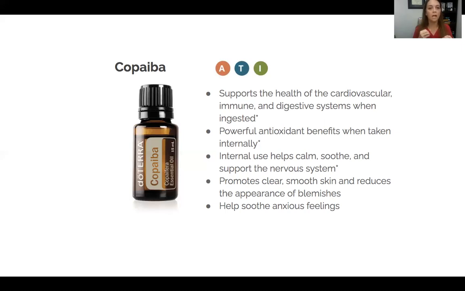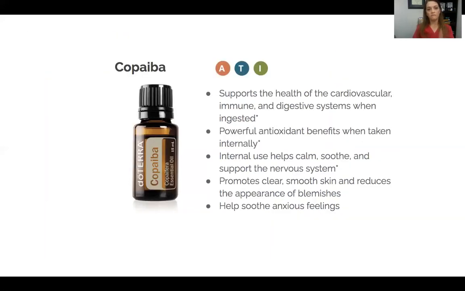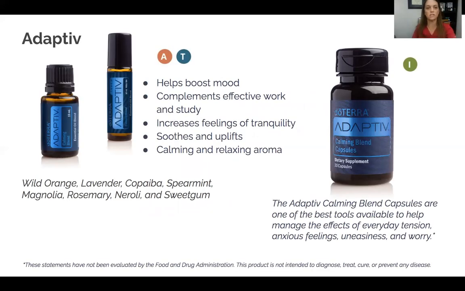But copaiba comes from the copaiba tree. So it doesn't come from the cannabis plant at all. So you have none of those THC side effects that you may be worried about. And then now this one is one of the first stress oils. There's so much that copaiba can do, but copaiba is also really great at managing stress. And that leads us into this next line, which is called adaptive.